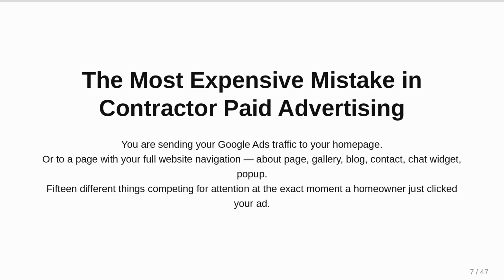Here is the most expensive mistake in contractor paid advertising, and it is also the most common one. You are sending your Google Ads traffic to your homepage, or if not your homepage, to a generic services page, or to a page that has your full website navigation across the top. Your about page, your gallery, your blog, your contact form, a chat widget, maybe a pop-up offering a discount. 15 different things competing for attention at the exact moment when a homeowner with real intent just clicked your ad.